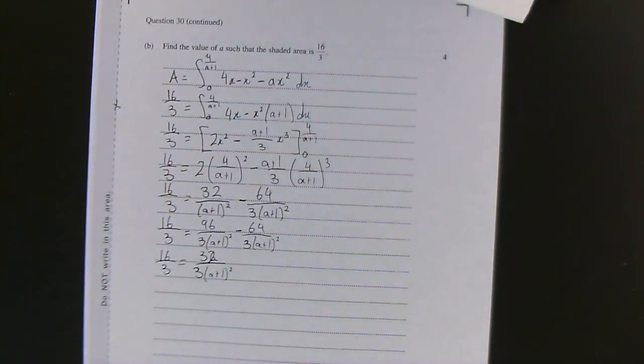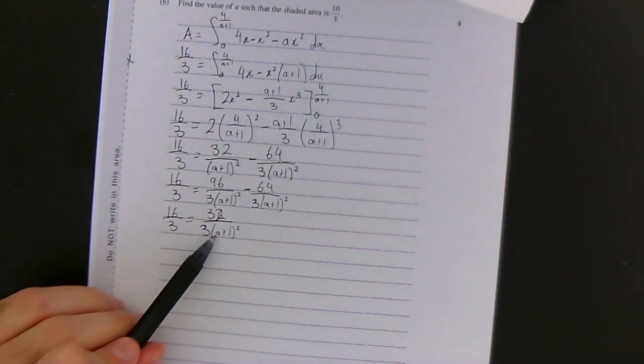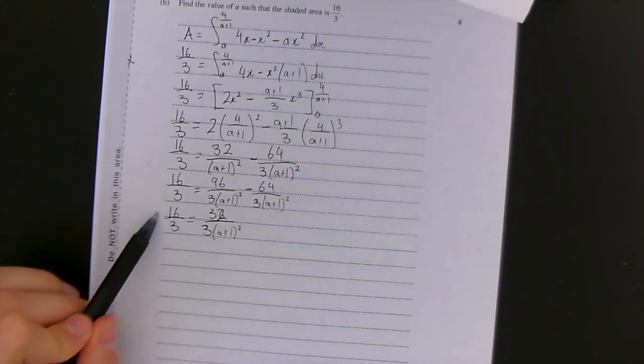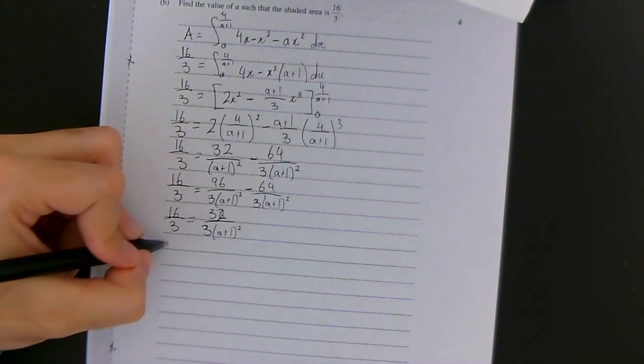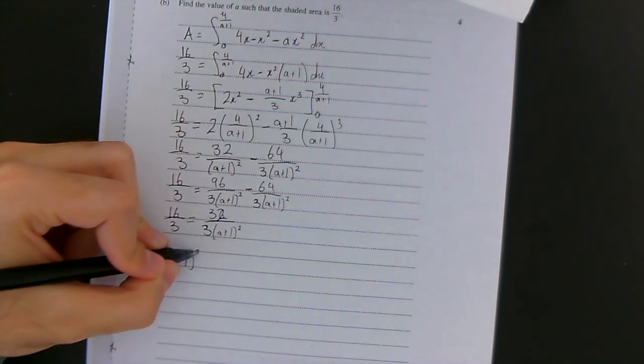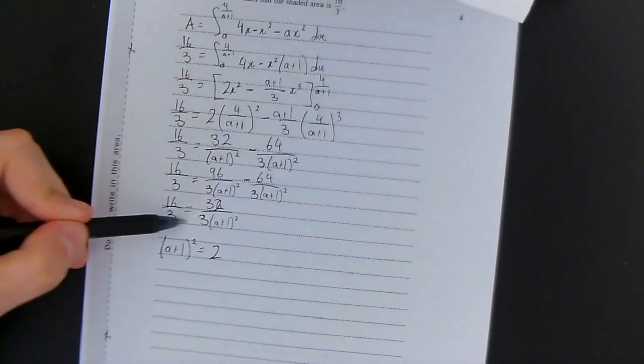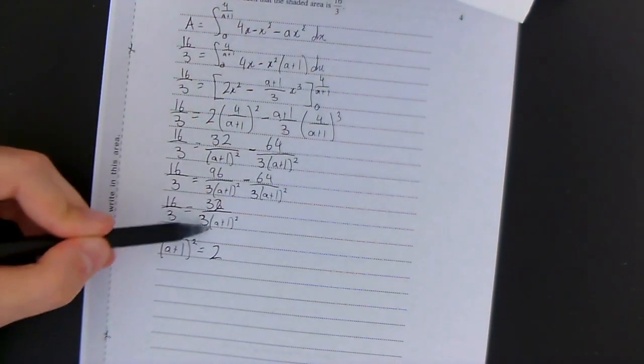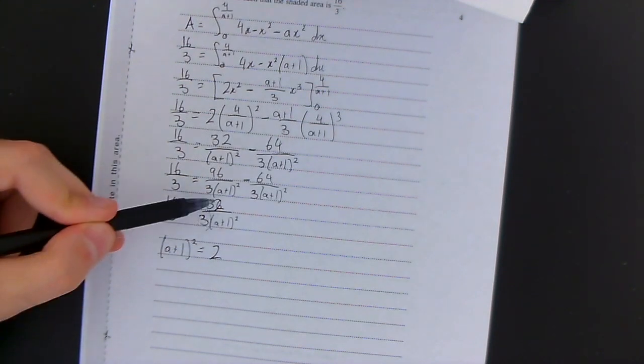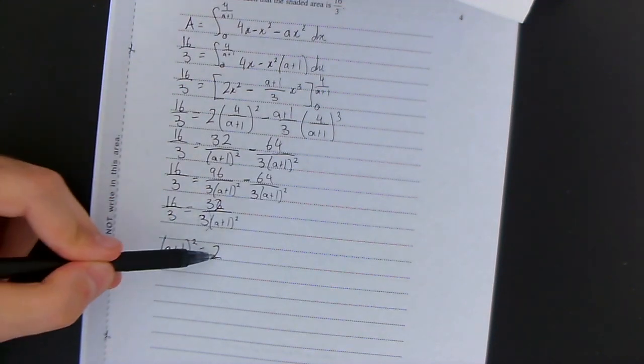And then if we bring (a plus 1) squared up here and then divide by 16 on 3, we're going to get (a plus 1) squared is equal to 2. Okay? And that's because when we multiply the 3 up here, it cancels with the 3 on the bottom. And then 16 on the bottom gets you 32 over 16, which is 2.